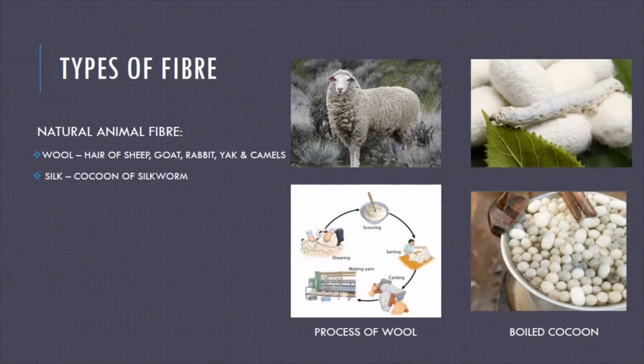Natural animal fiber. Our first one is wool. We get wool from hair of sheep, goat, rabbit, yak and camel by the process of shearing. In shearing process, the hair is removed along with a thin layer of the animals' skin. Wool fibers are used for making sweaters, blankets and gloves.